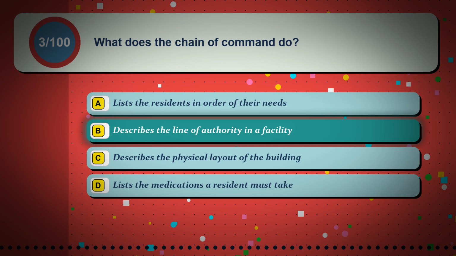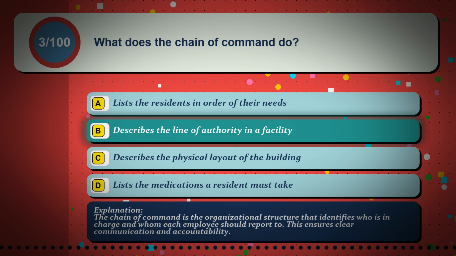The correct answer is option B. Describes the line of authority in a facility. The chain of command is the organizational structure that identifies who is in charge and whom each employee should report to. This ensures clear communication and accountability.